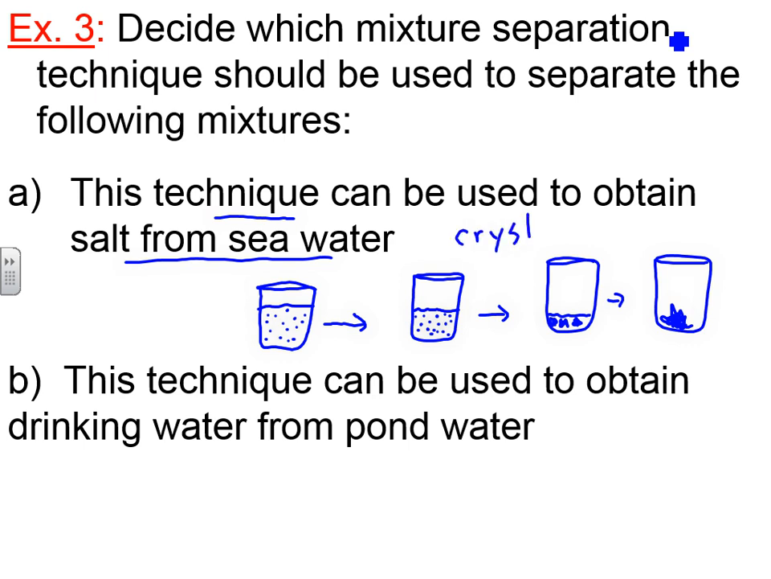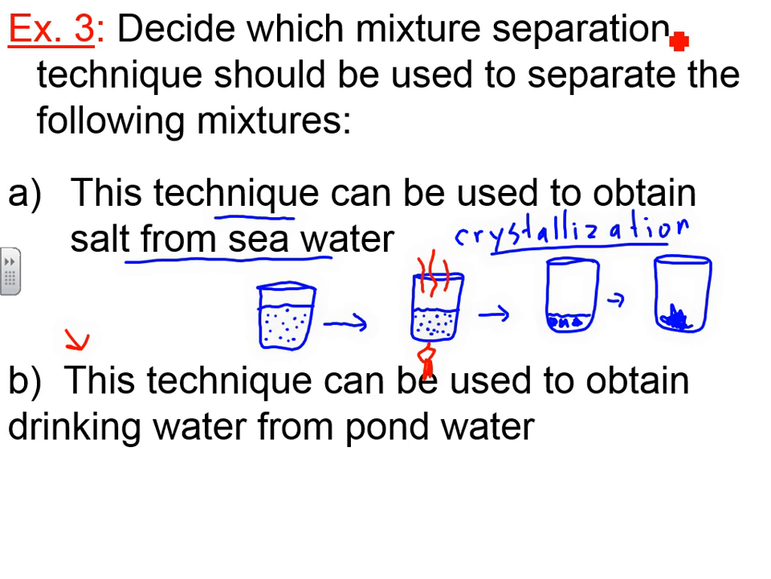Again, you can help the process out by adding a little heat to it, and that heat will drive the liquid water off and create yourself some crystals. So salt can be obtained from seawater by this method of crystallization. The second technique here is we need to use something to obtain drinking water from pond water.